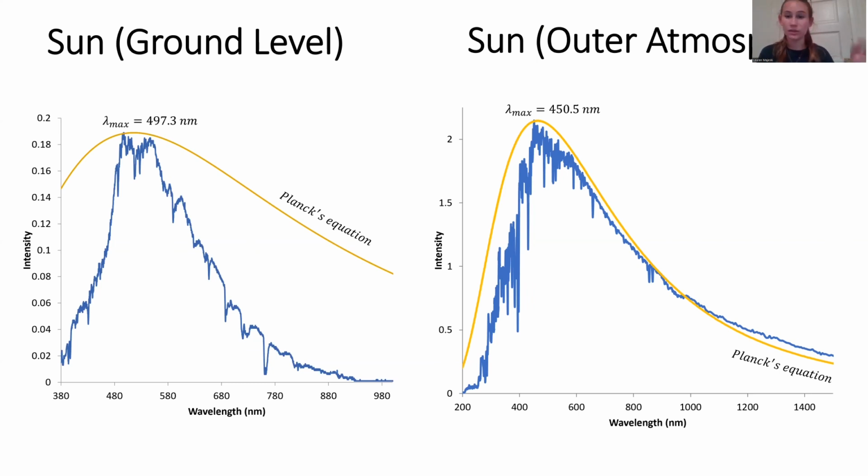On the left, we have ground level data also. This does not follow as closely simply due to the fact that the sun's radiation is lost in Earth's atmosphere before it hits the ground, due to the ozone layer filtering UV light, and also Rayleigh scattering.